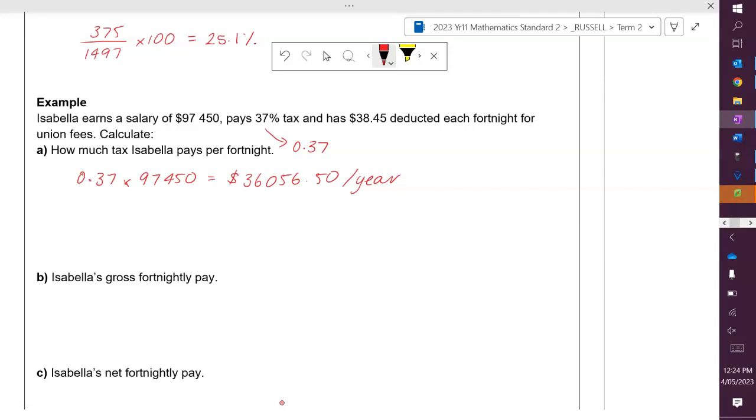Then we need to work out what's per fortnight. So we know fortnightly there, we need to divide by 26. There are 26 fortnights in a year. So 36,056.50 divided by 26 will tell us that the tax that she pays per fortnight is $1,386.79.